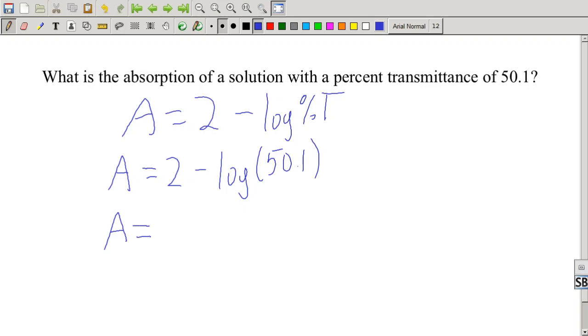What do we get for an absorbance? 0.3. The 2 doesn't affect sig figs here, so let's go 3 sig figs. 0.300.